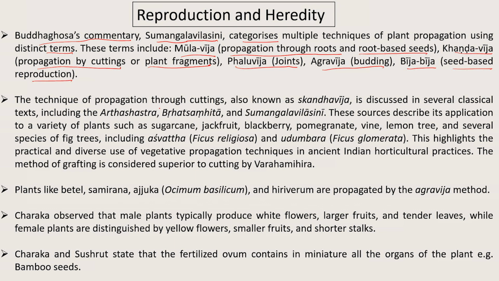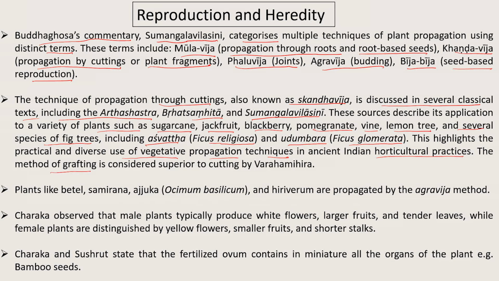The technique of propagation through cutting, also known as Skandhabij, is discussed in several classical texts including the Arthashastra, Brahma Samhita and Sumangalam Vilasini. These sources describe its application to a variety of plants such as sugarcane, jackfruit, blackberry, pomegranate, vine, lemon tree and several species of fig tree including Ashwatha, Ficus religiosa and Udumbara, Ficus glomerata. This highlights the practical and diverse use of vegetative propagation techniques in ancient Indian horticultural practices.